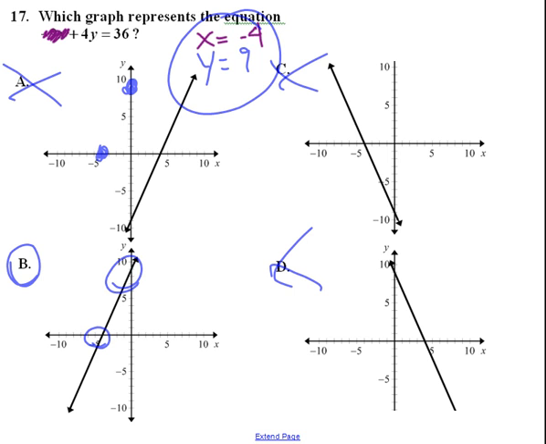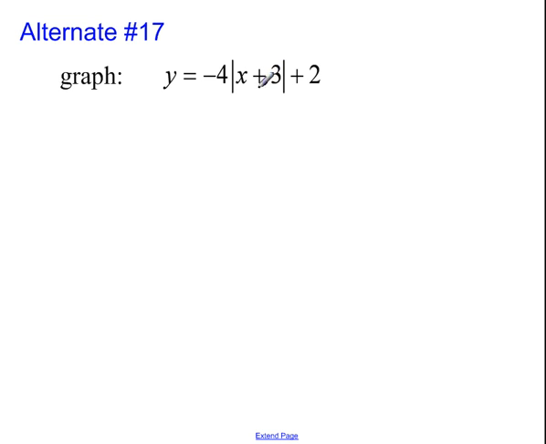So that's a good review, but that's not what they're going to have you do on the test. They decided they wanted you to graph an absolute value equation. So let's kind of get a remembrance of what we do here. Positive in front means our v goes up. Negative in front means our v goes down.